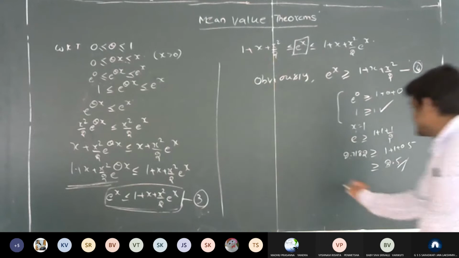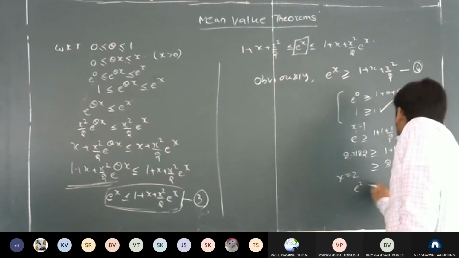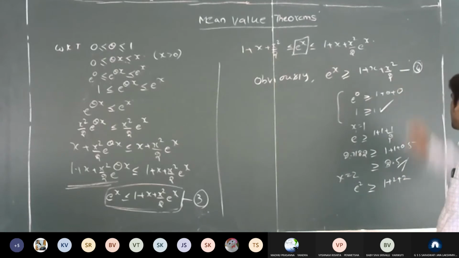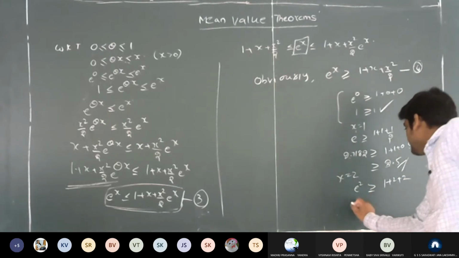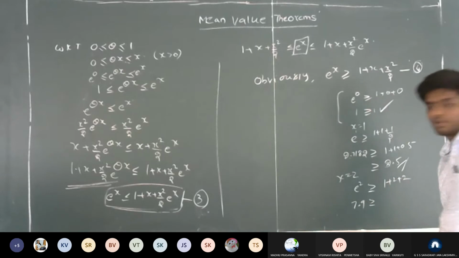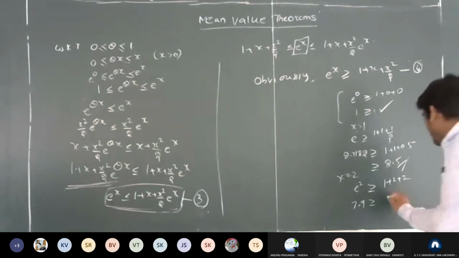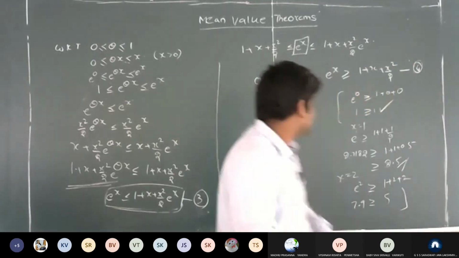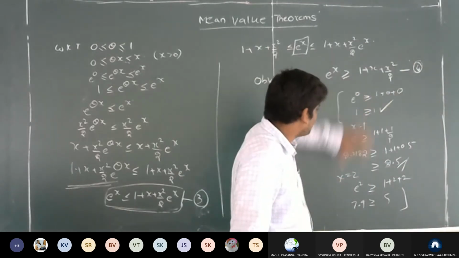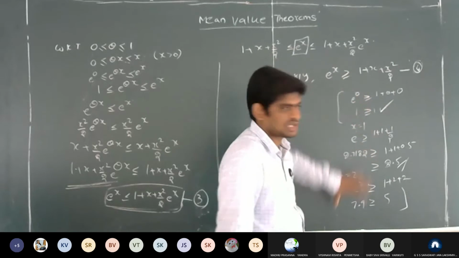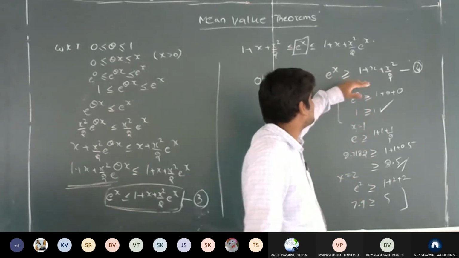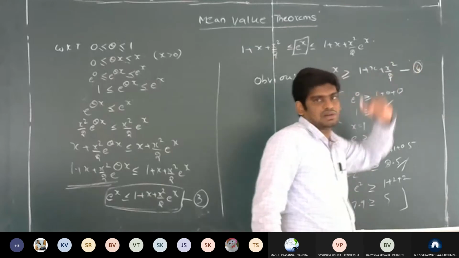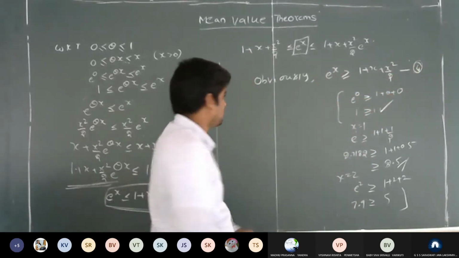And also if you want to take x is equal to 2, this is e square greater than or equal to 1 plus 2 plus 2 square by 2, that is 2. So e power 2 is approximately 7.9, and the right side is 5. So for any positive integer x, the result is obviously true. So this is the verification process. Therefore, e power x is greater than or equal to 1 plus x square by 2. So that is equation number 4.